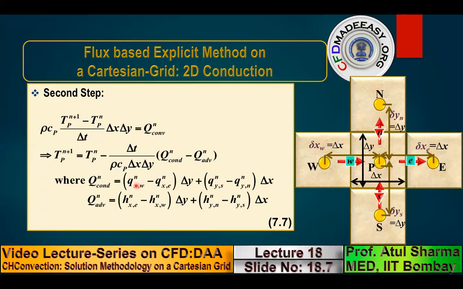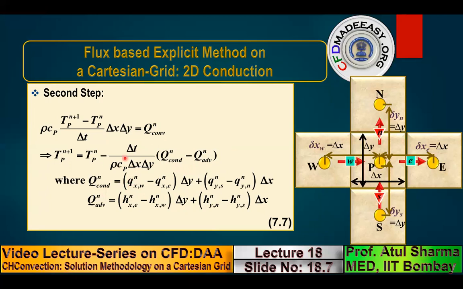So in the first step of the flux-based solution methodology, you calculate the conduction fluxes and enthalpy fluxes, and using these you calculate the respective capital Q values, and from that you calculate the total heat gained by convection, which is given by this expression, and this is the expanded form of each of these terms.